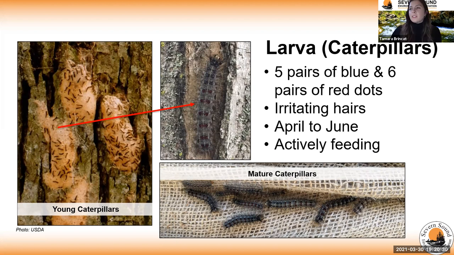The smaller caterpillars will produce a thread that actually allows them to be carried by wind currents. So they essentially can fly up to 1 kilometer when they're that size. This is again another way that they can spread to new areas, so it's an important consideration for management.